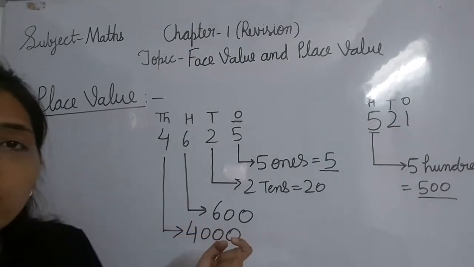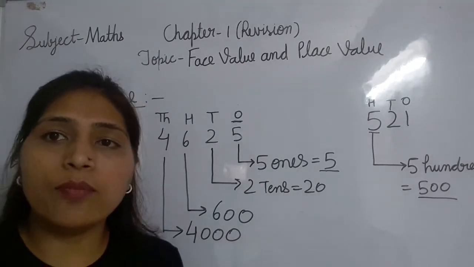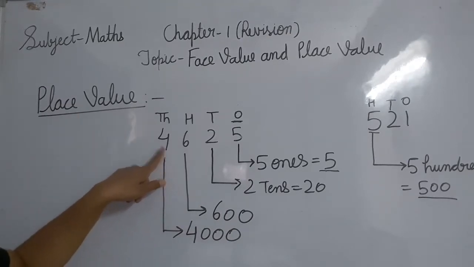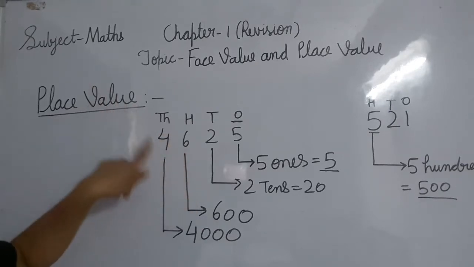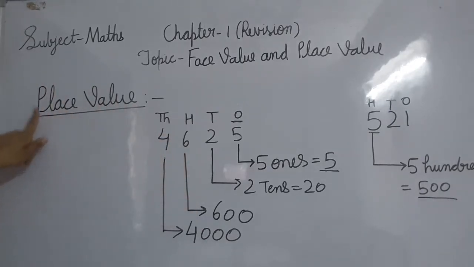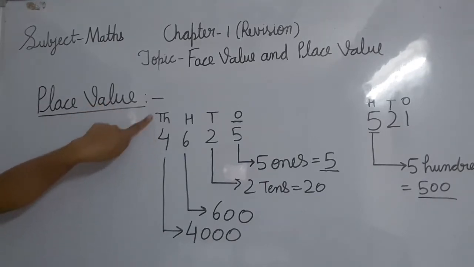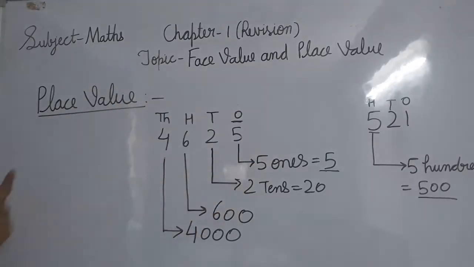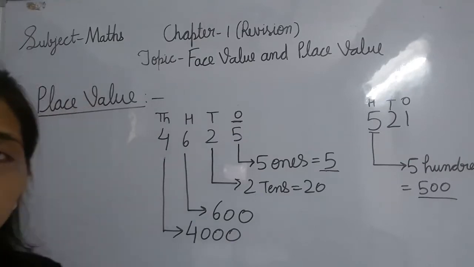So now it is clear to you all what is the difference between place value and face value. Face value means whatever the number is, wherever the 4 will be, the face value of 4 is always 4. But if I am talking about the place value, it depends on the places. In which place is the 4? Here it is in the 1000 place. Maybe in another number it will be in the ones or tens. So the place value changes according to the places. Okay, clear? I think it is clear to you all.